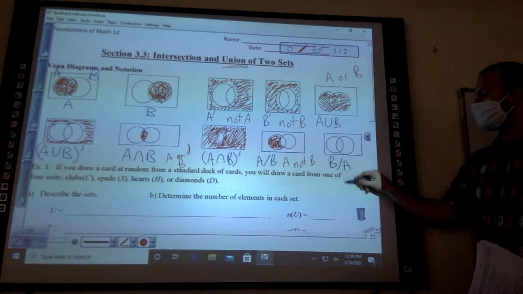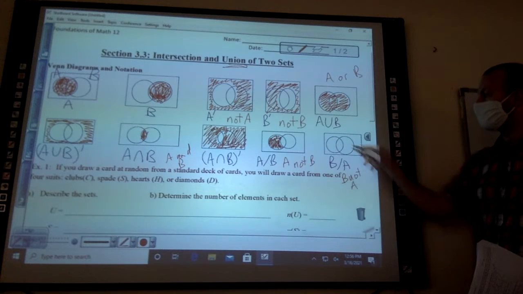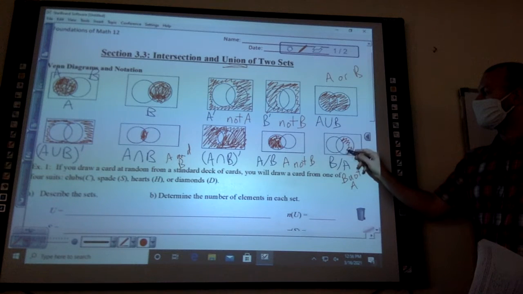Same thing here. So this is B, not A, which is just this region here, not the center.